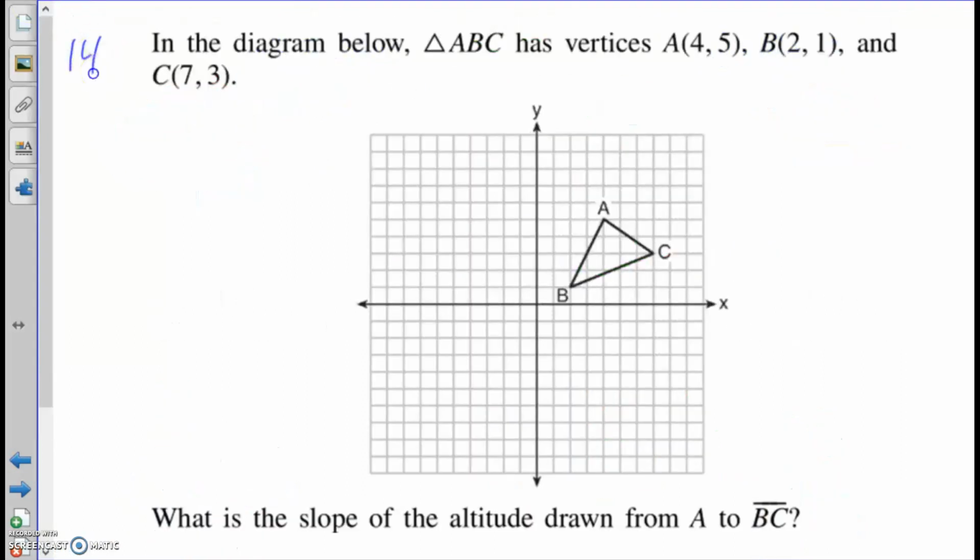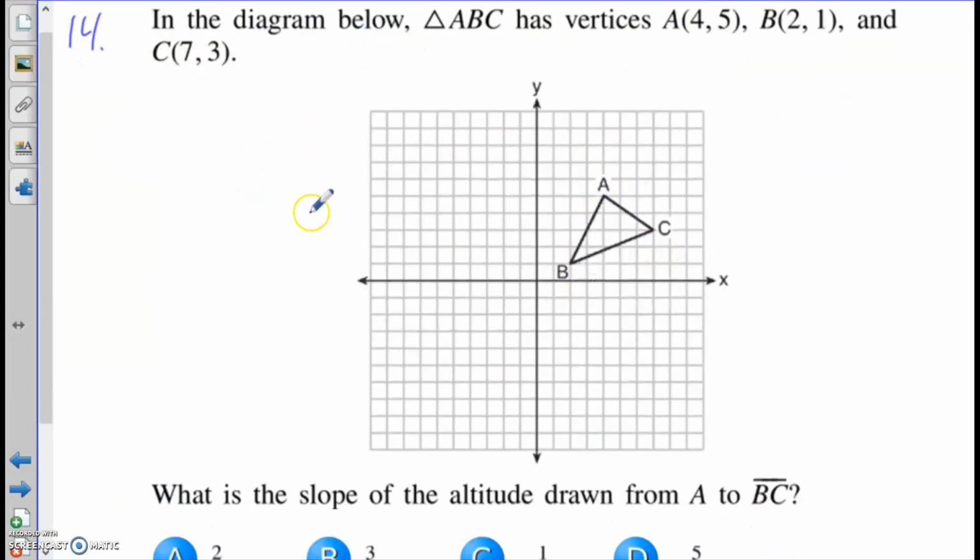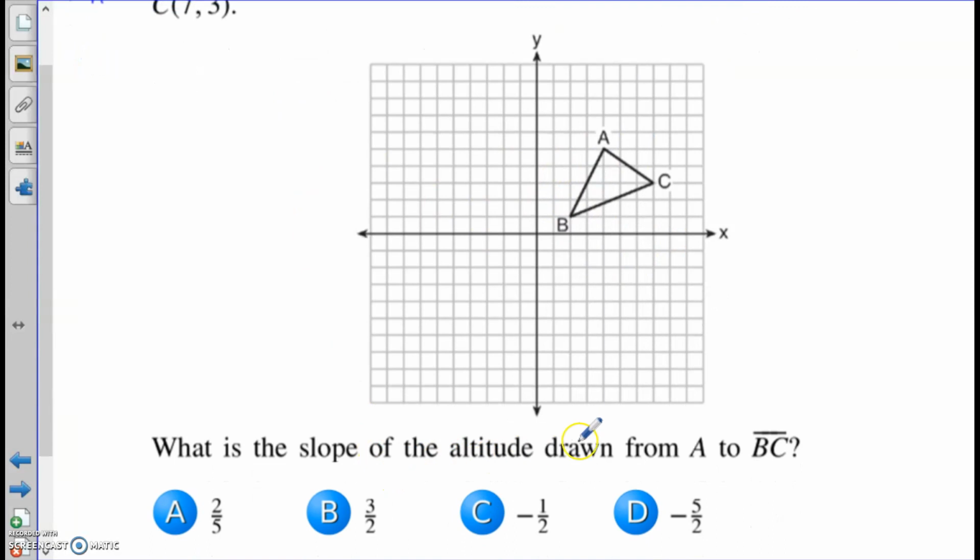Number 14. In the diagram below, triangle ABC has vertices A, B, C, as shown here. What is the slope of the altitude drawn from A to BC? So from A to BC. Now what's tough here is we don't know exactly where that would intersect. Will it cross at this spot? Will it be over here? They specifically drew this image so that you couldn't just pick a spot.